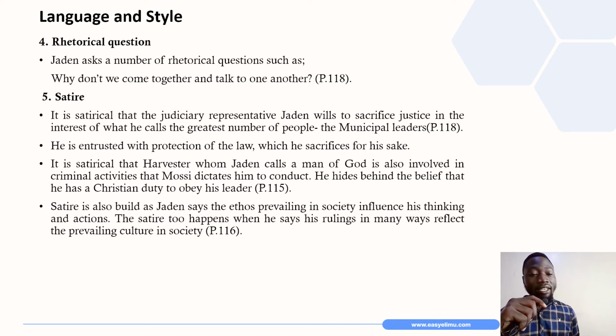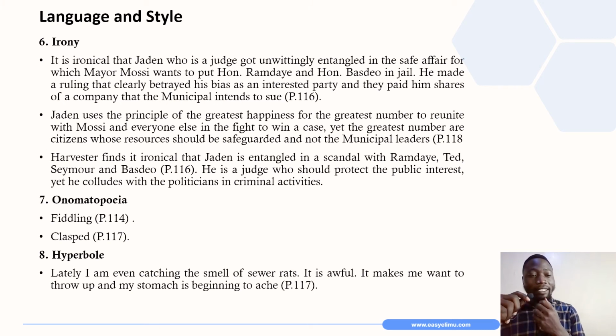So satire has also been built, as Jaden says, the ethos prevailing in the society influences his thinking and actions. So the satire too happens when he says his ruling in many ways reflects the prevailing culture in the society. So on to the next style, that is irony.